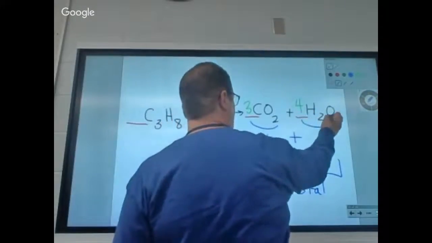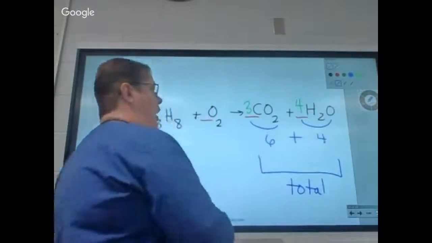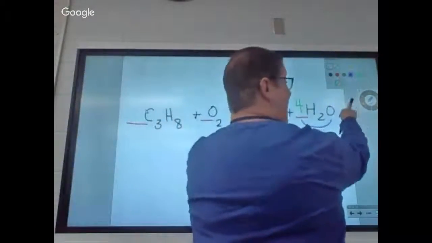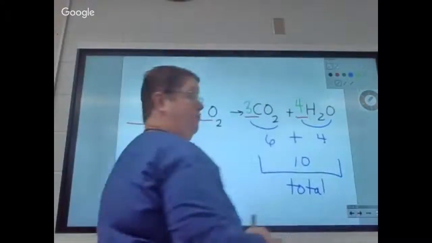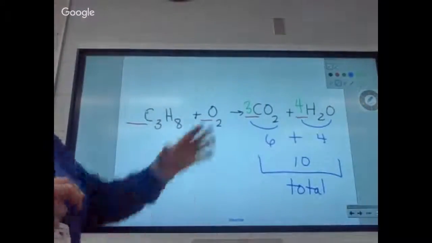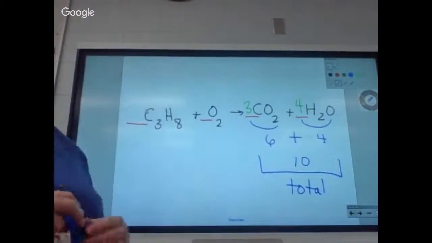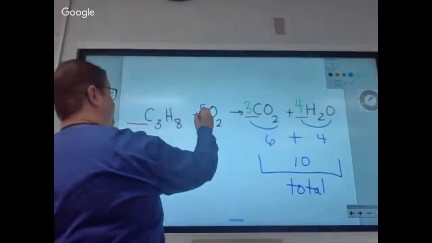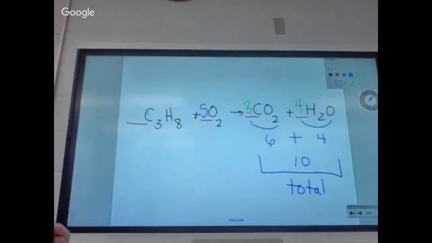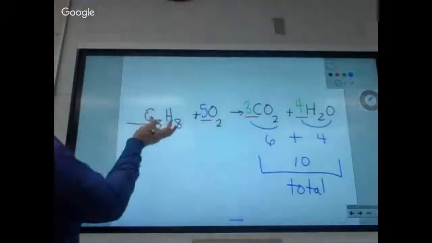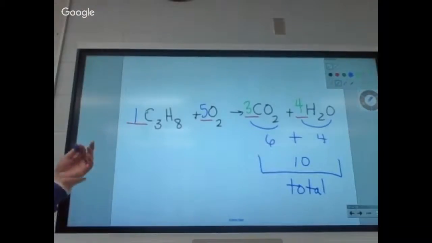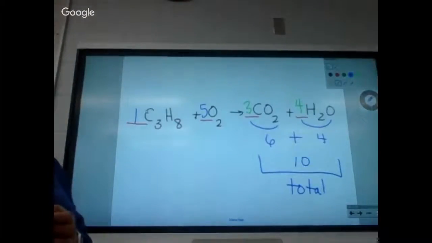Plus 4. So how many total oxygens are on the product side? There's 10. Okay? So on the reactant side, how do we get 10? We put 5. Okay? And then again, since this one doesn't have anything, you can leave it blank, or you can write a 1 if you're one of those people who needs a coefficient there instead of a blank line. Okay? Think you can practice?